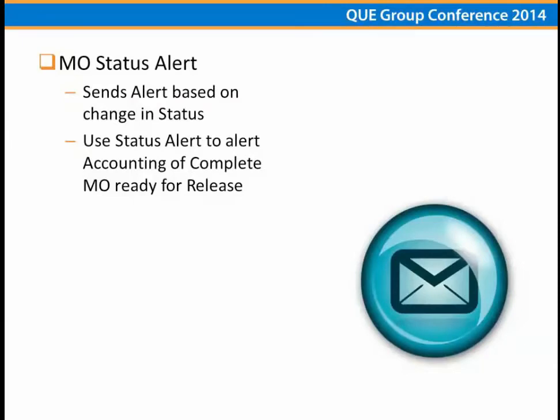Maybe it's the next person in the next work center that needs to do some work. Maybe it's a salesperson. Or maybe there's a status alert that alerts accounting that the manufacturing order has been complete and they need to go in and now they need to reconcile that manufacturing order. So this is something that we've set up before so that accounting knows that they need to go out and do that, so we don't miss that step of moving that cost from WIP over to cost of goods sold.